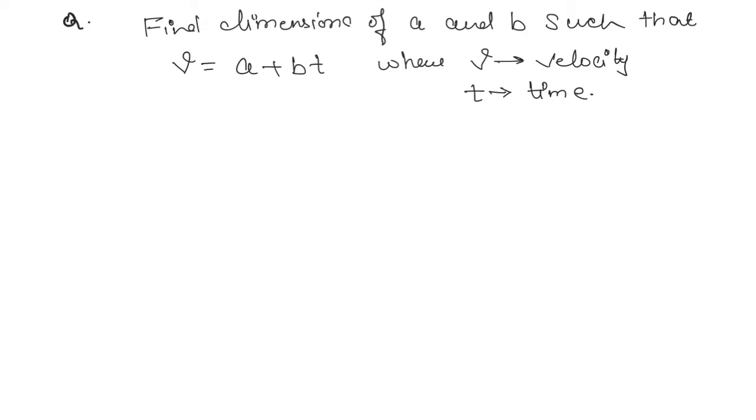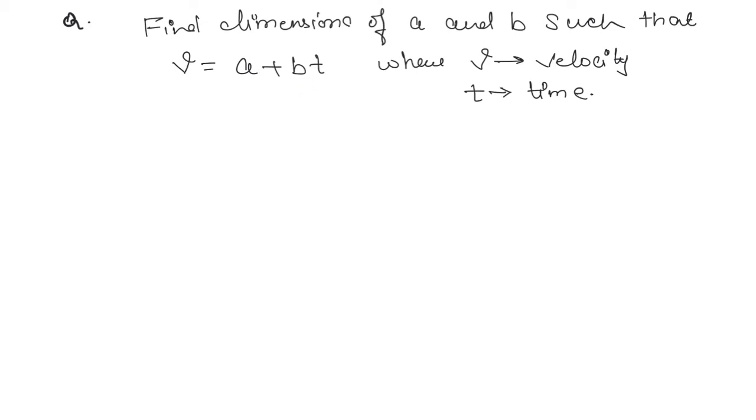देखो, we will solve this question by the principle of homogeneity. We can add same, we can subtract same. Now you can notice one thing here, that this is A plus BT. If A is length, length plus length will give you length. So it gives you velocity. So A is velocity, BT is velocity.